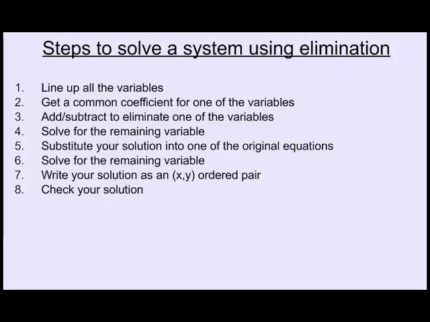The rest of this is very similar to the substitution method. So once you've solved for a variable, you'll then substitute your solution into one of the original equations, solve for the remaining variable, write your solution as an xy ordered pair, and then check your solution by plugging those numbers back into both equations and making sure it works. So let's look at some example problems and how to solve them using the elimination method.